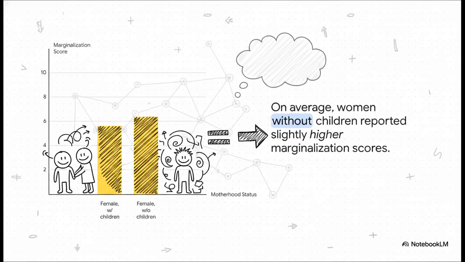The bar chart shows us the average scores for our two groups. We can see right away that women without children, on average, had a higher marginalization score, 6.43, than women with children, who had a 5.65. So there's a difference. But how big is it?